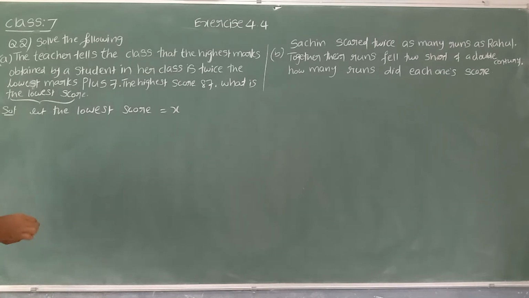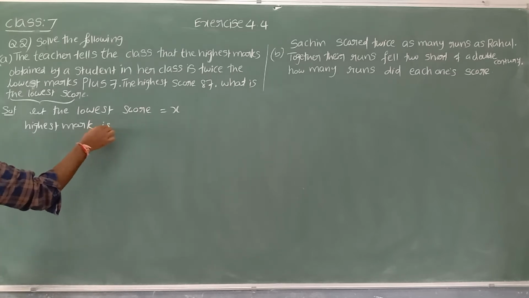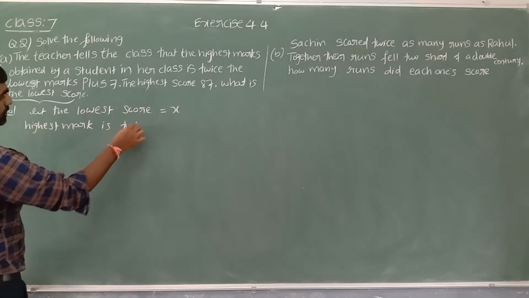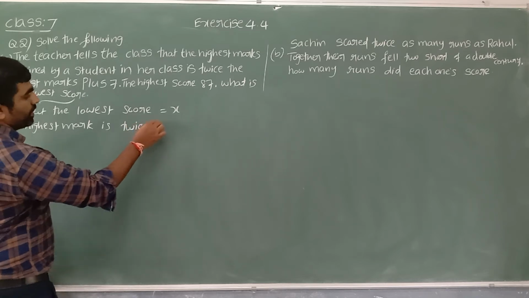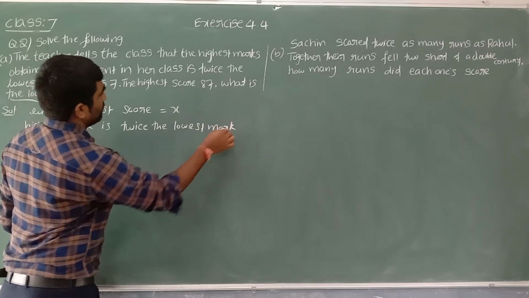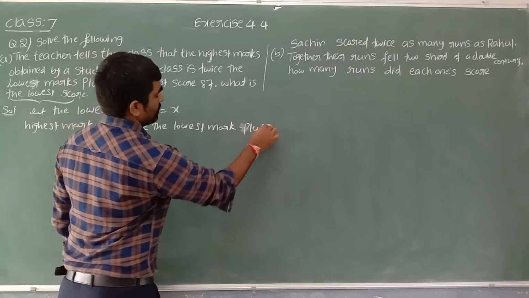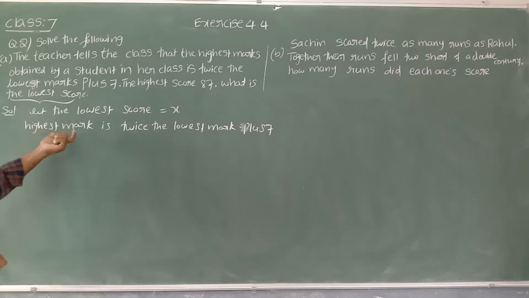Now the relation between these two characters, I mean highest marks and lowest mark, they gave the relation here. Let's write the given relation first. She gave that highest mark is twice the lowest mark plus 7. Yes, and this is the relationship given between the highest mark and lowest mark.